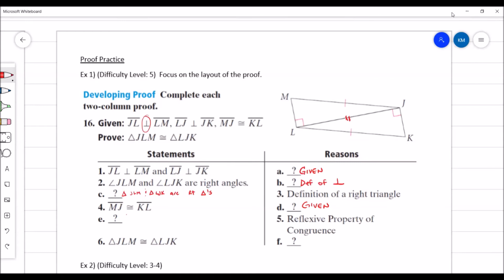And so we can say that LJ or JL is congruent to LJ. Again, if you said JL is congruent to JL, that's fine. But with our congruence statement, it's probably better to say JL and LJ. Okay, and then finally, triangle JLM is congruent to triangle LJK, and that is because of the HL theorem.